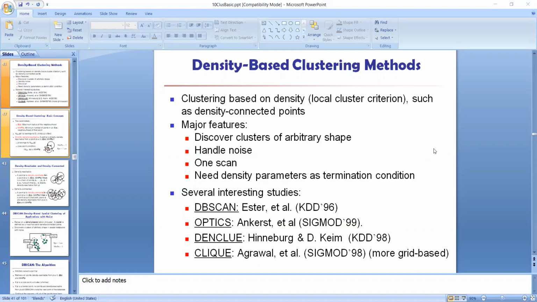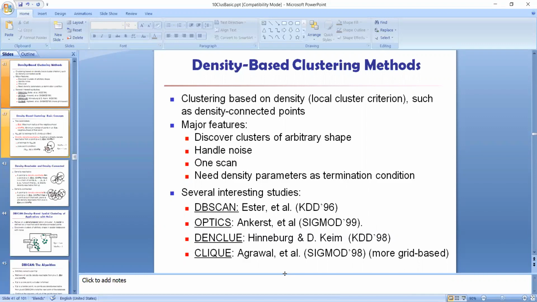And density based clustering can handle the noise in the data points. It can identify and avoid the noise in the data points. So the density based clustering method is efficient in finding the clusters of arbitrary shapes. Also it prevents outliers or noise. So there are different types of density based clustering methods like DBSCAN, OPTICS, DENCLUE, CLIQUE, etc.